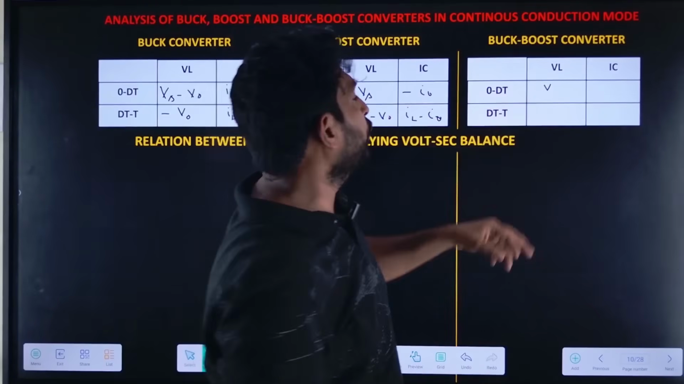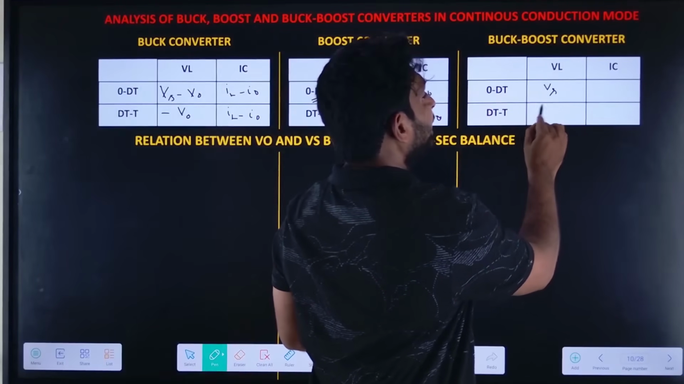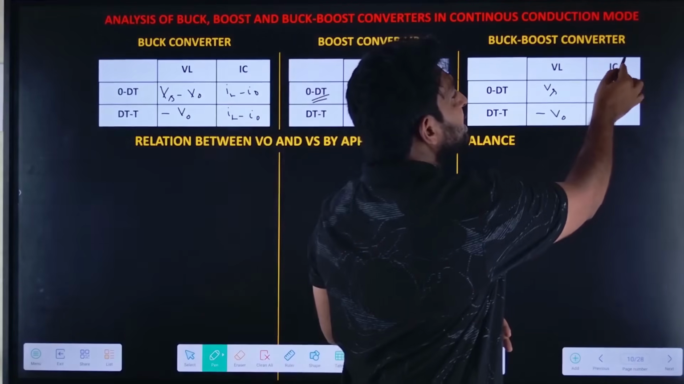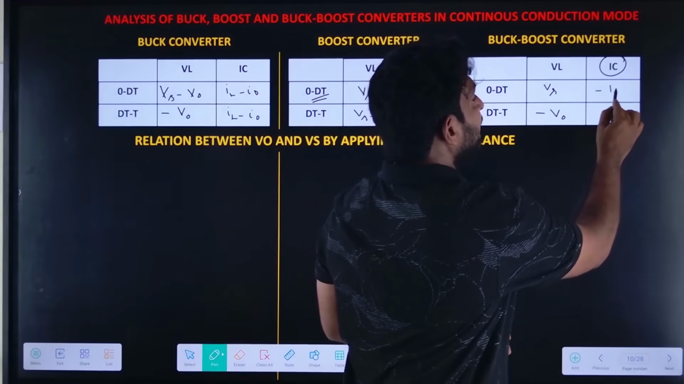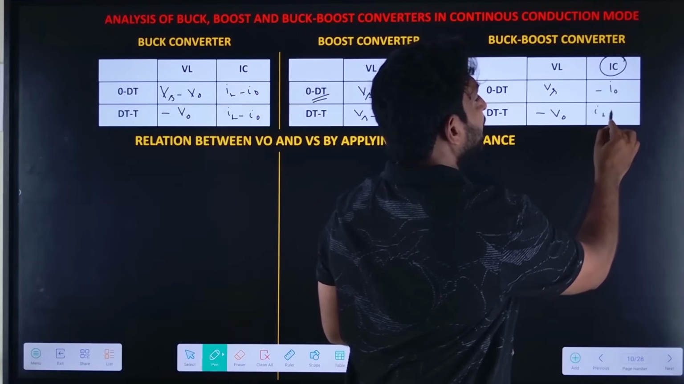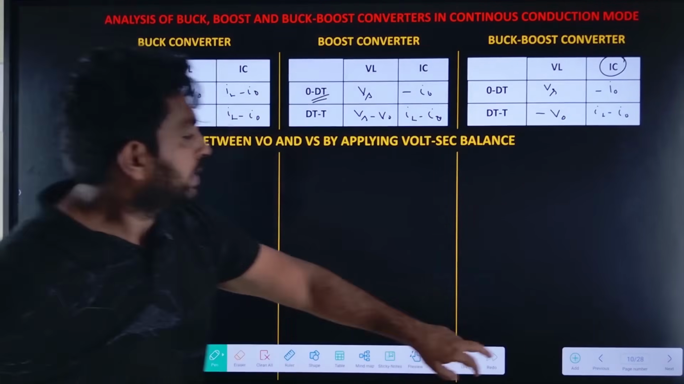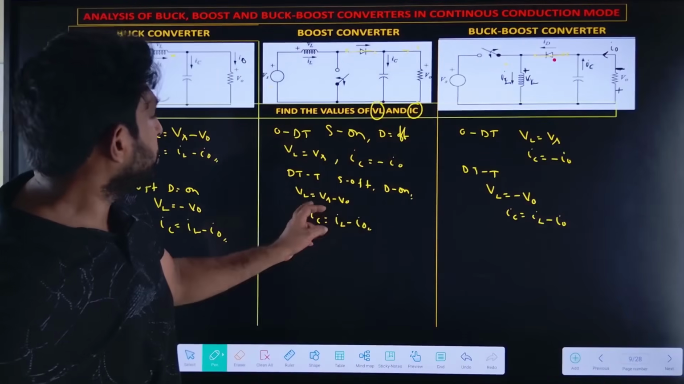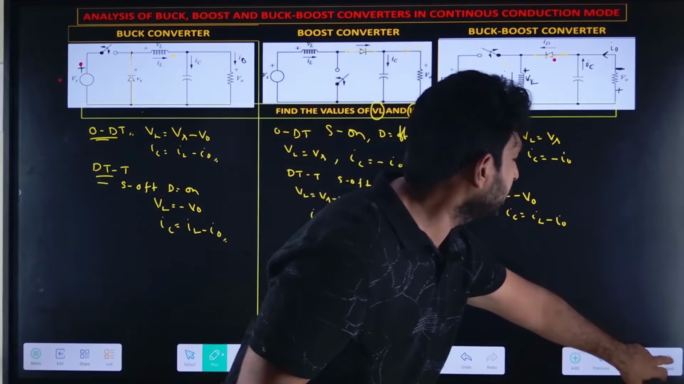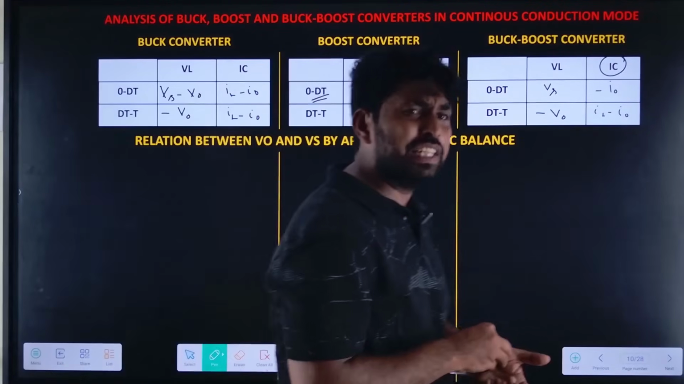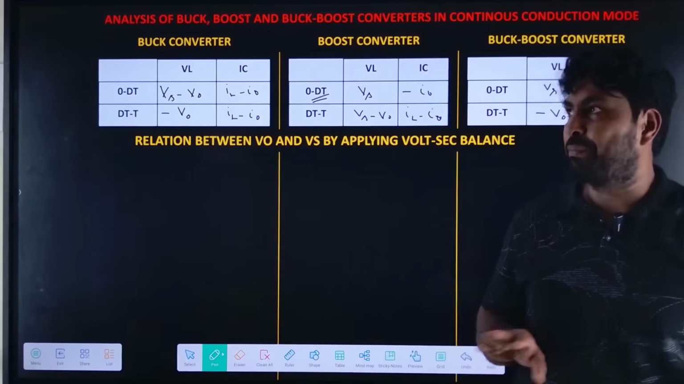So VL equal to Vs, and dt to t is the minus V naught, right? So similarly, IC is minus I naught, which is equal to IL minus I naught. So I think we have done correctly, right? IC equal to IL minus I naught, VL equal to VL. So now we have filled this table. Now it is easy. If you know these values, that is sufficient for the remaining analysis.